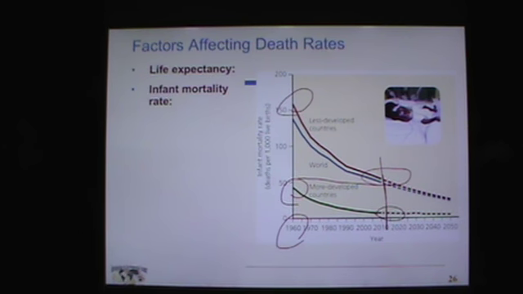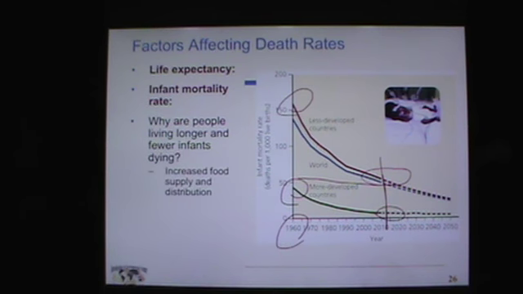This fits into life expectancy. We talked about this in the last lecture. We talked about the cavemen. So, infant mortality rate has dropped tremendously. Why are people living longer and fewer infants dying? Well, it goes back to the answers we gave before. Better food supply, better distribution, better nutrition, medical advances, sanitation. Really, those 3 things, 4 things, 5 things are the answers.